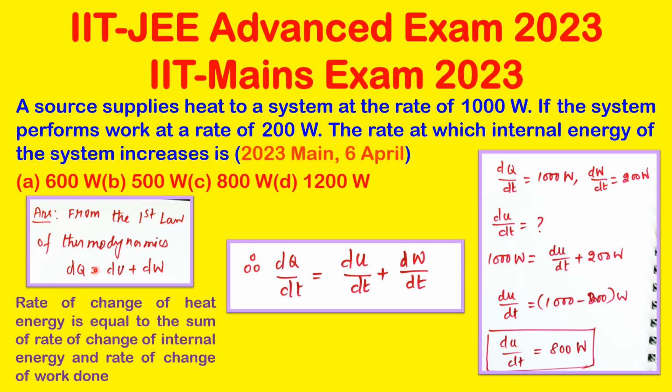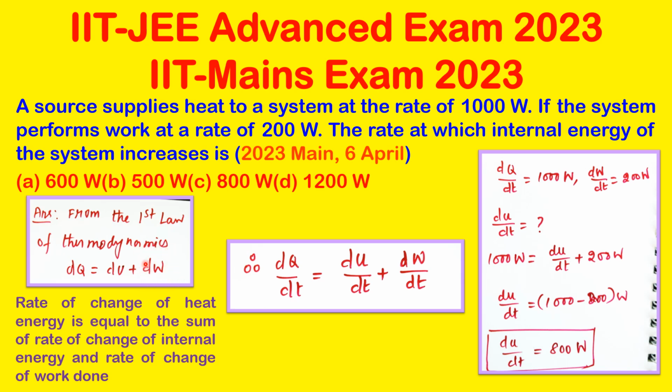That means the total heat given to a system is utilized for two purposes. One is to raise the internal energy, the other is to do work. We are giving some total heat, and we have to find du. We know how much work is done by the system.